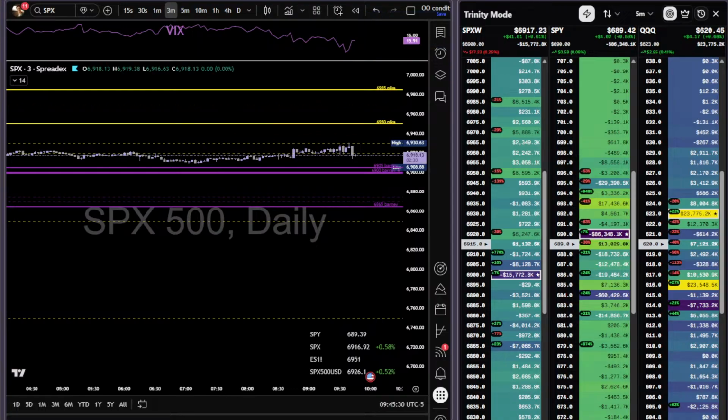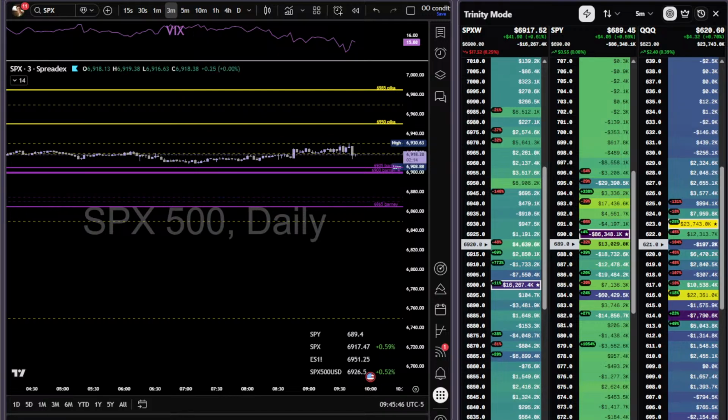I put on some put spreads, some bull put spreads earlier, yesterday evening. So they're looking good on the futures contracts. Down around 68.20, 68.10, and we're trading at 69.50 right now.